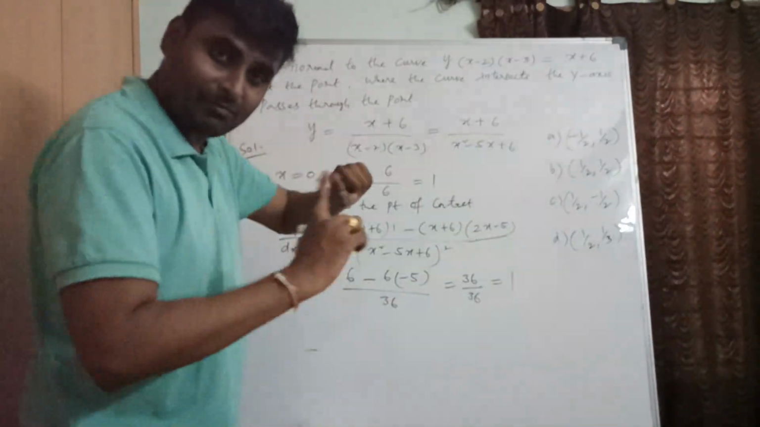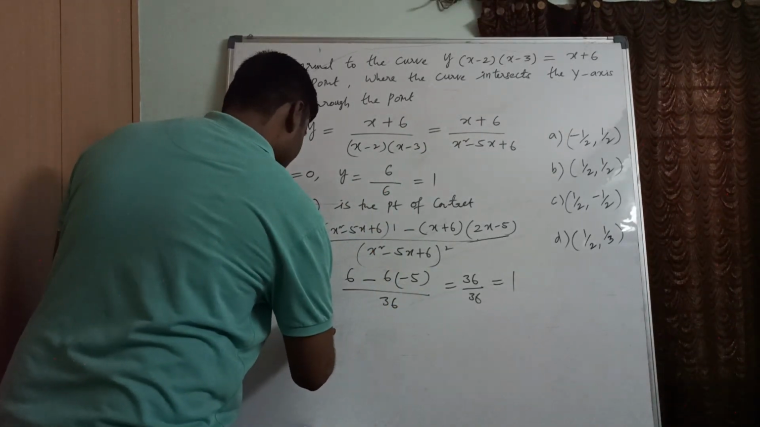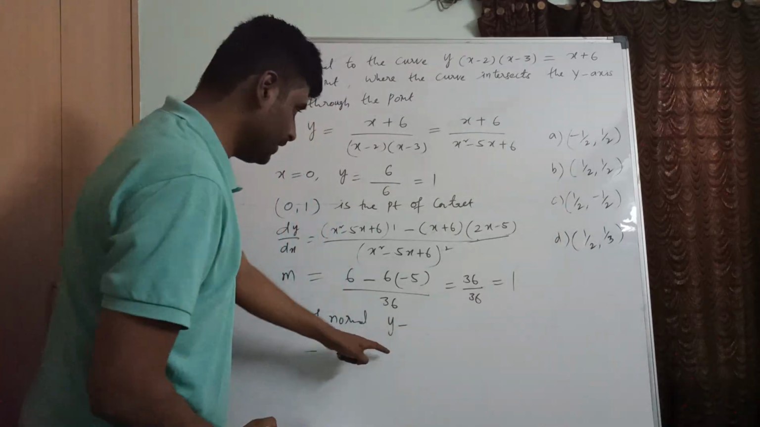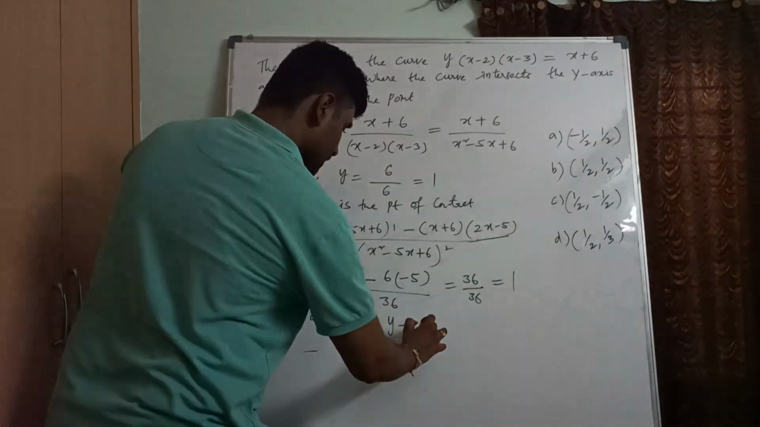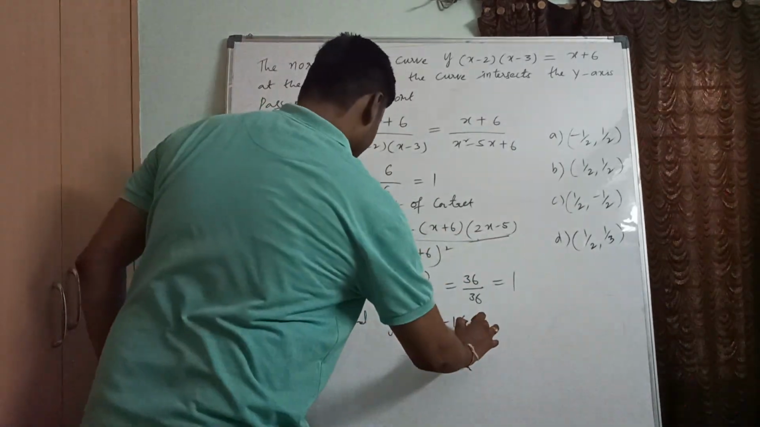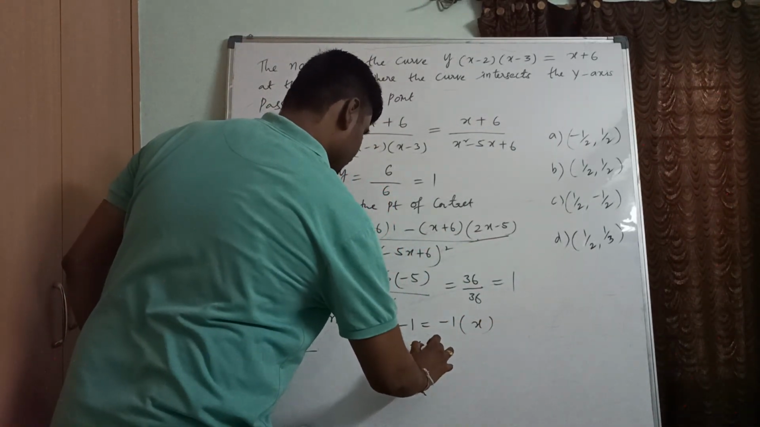What is the slope of normal? Minus 1. So directly we can find the equation of normal. Okay. So y minus y1. What is y1? 1. Okay. What is the slope? Minus 1, the reciprocal. Okay. Now x. So finally what would I get?